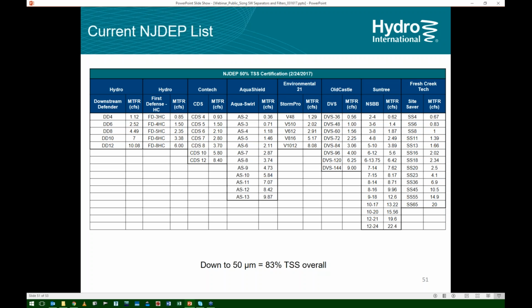And if someone wants to propose an alternate, you can just say the alternate has to come from that list, and you can do a direct flow comparison, saying, well, the alternate for, say, a 6-foot Downstream Defender running at 2.52 CFS, you would need a CDS 7 or maybe an Aquaswirl 7. So it gives you some equity, and the sizing's a little closer because they've got equitable scaling.